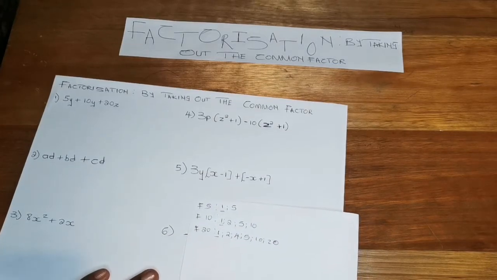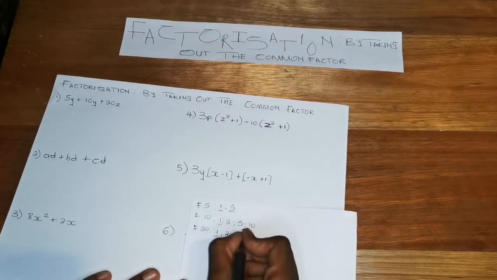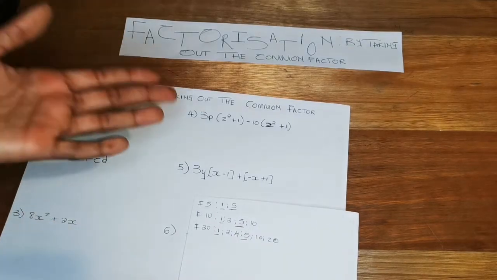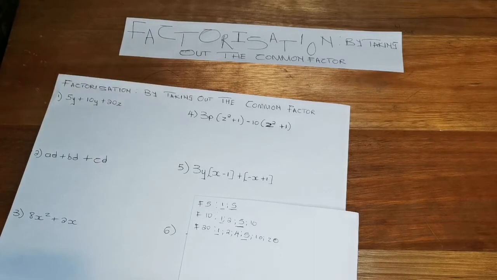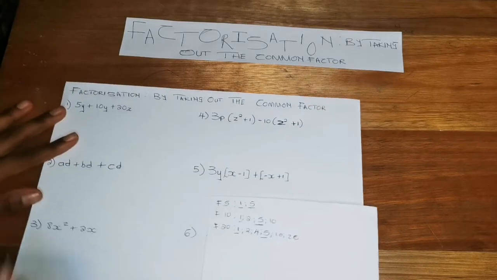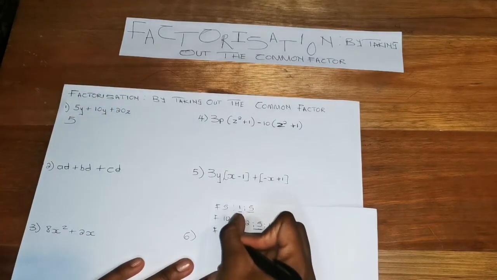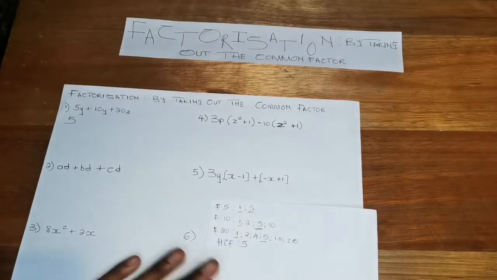I really hope you get that. And then we're going to move on. We have a 5 which is common. So the numbers that are common in all the three numbers are 1 and 5. But which one is the highest? The highest is 5, meaning that we're going to write 5. We're going to take 5 as our HCF, right?